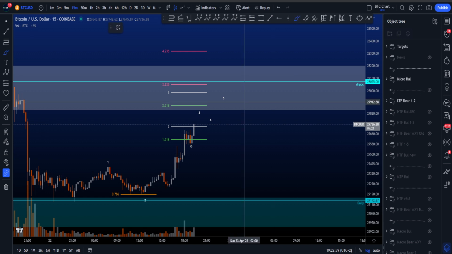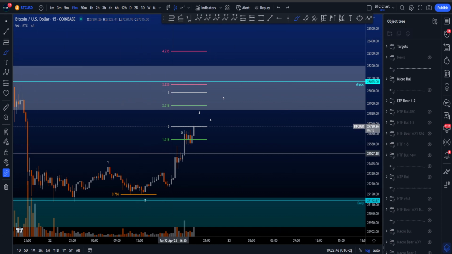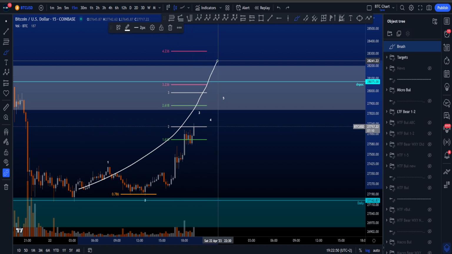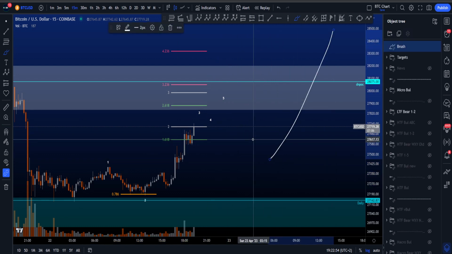Now, if this is then an impulsive structure to the upside, we can then eventually expect a correction to the downside in a 3-wave structure. Now, we don't yet know how high this impulsive structure might go, but eventually after 5 waves, we can expect some sort of a 3-wave structure to the downside for then a continuation to the upside.